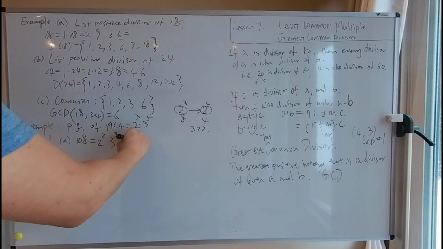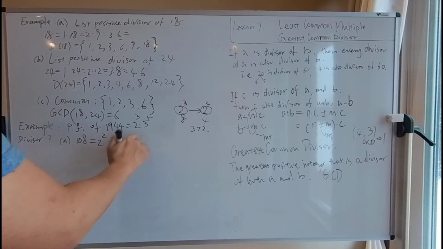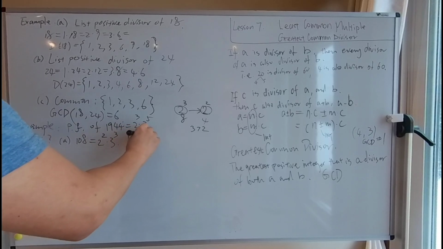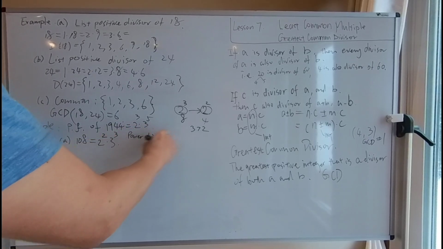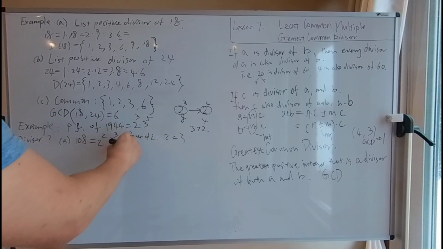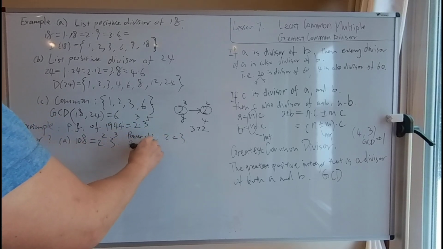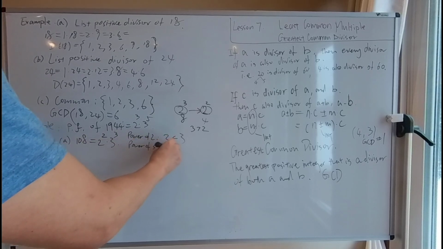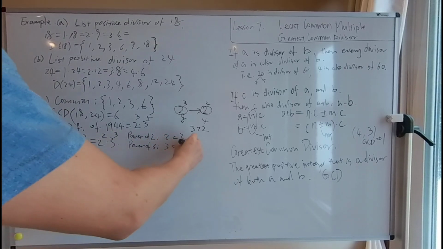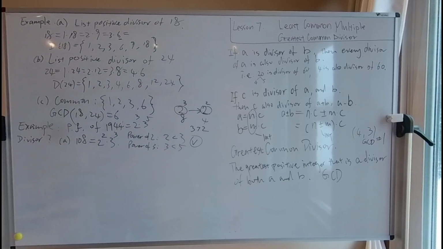So for number 2, the power of 2, I have 2, which is less than 3 here. Power of 3, I have 3, which is less than 5. So it is divisible, or it is a divisor of the target number 1944. And if you want to validate this, you can just use your calculator to do the division and see whether the outcome is an integer or not.